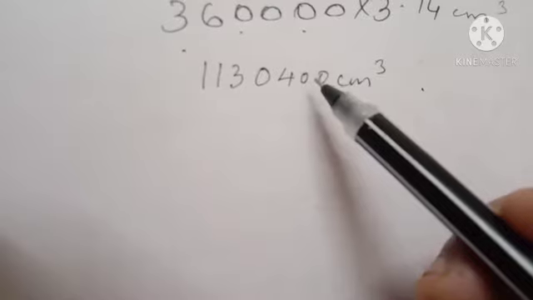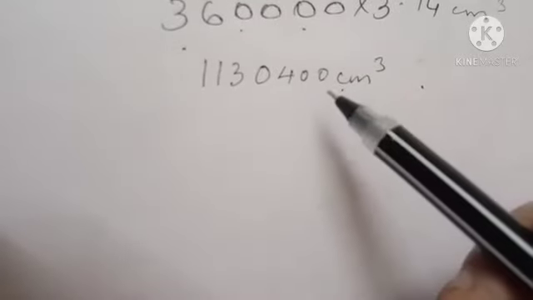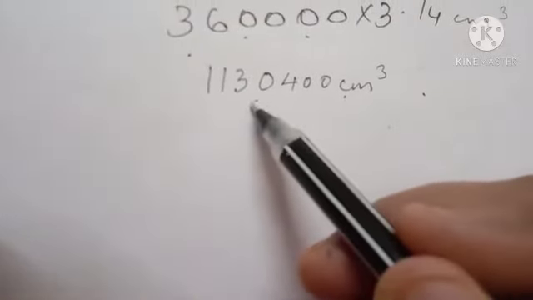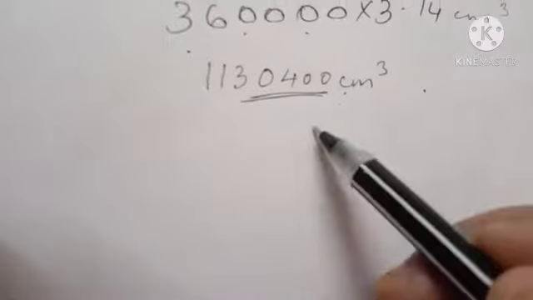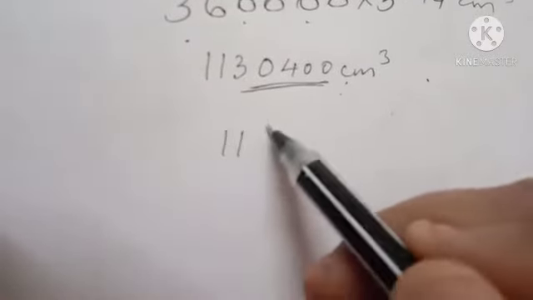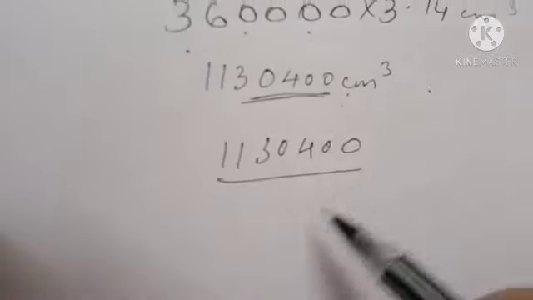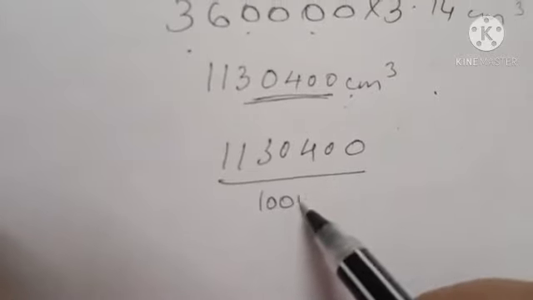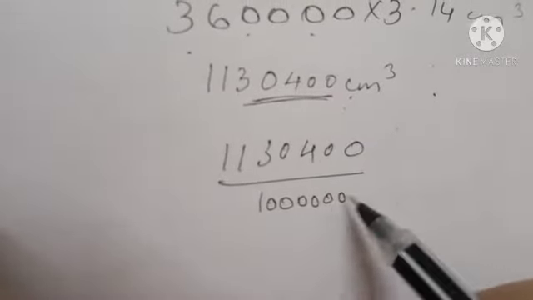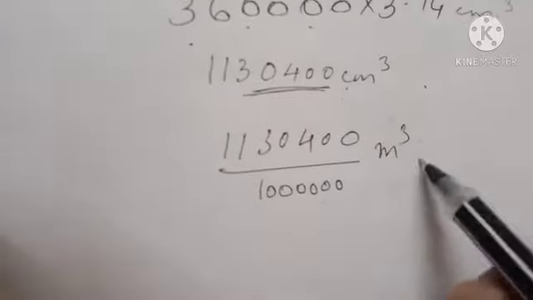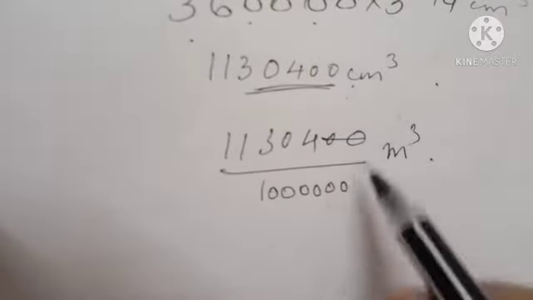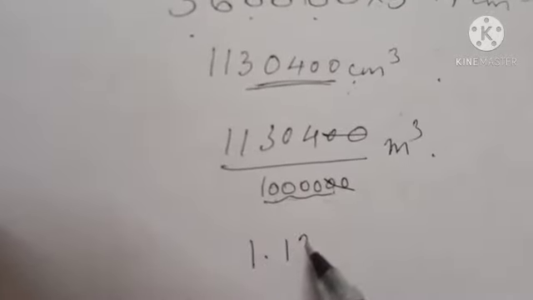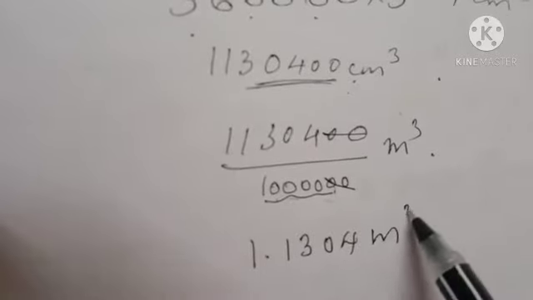Here we have found how much water is there inside the cylinder now. I will convert this into meter cube. For that, we divide by 100 for centimeter to meter, then again 100 for centimeter square, then again 100 for centimeter cube. These two zeros we can cut, then we put the decimal after 4 places. So the answer is 1.1304 meter cube.